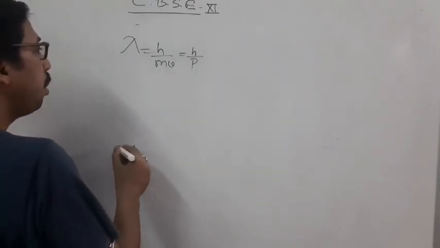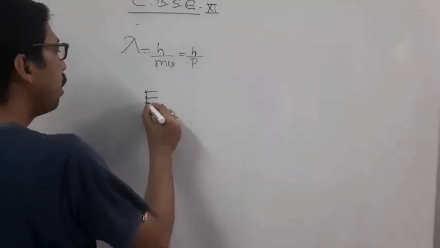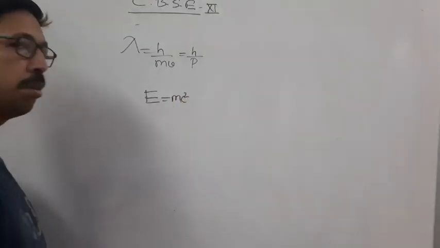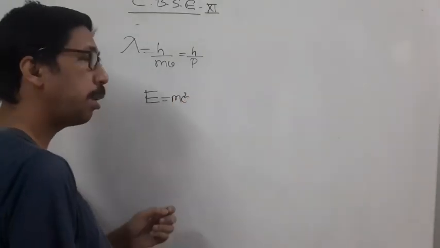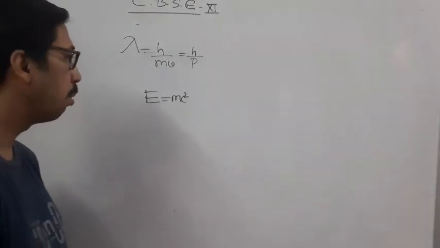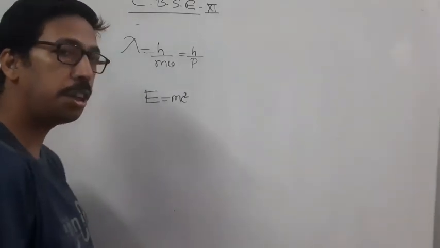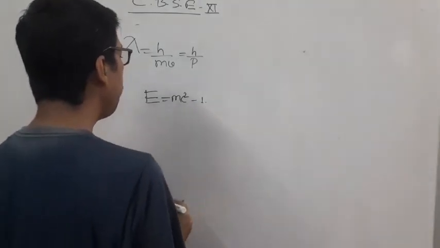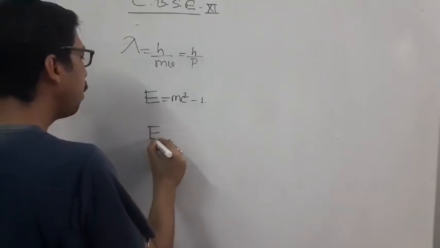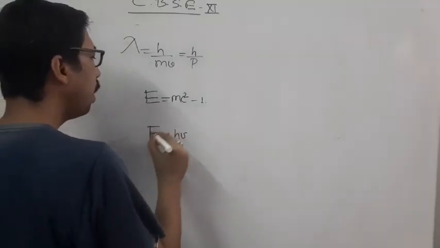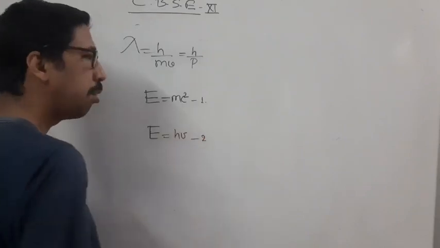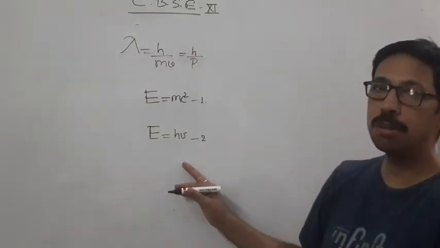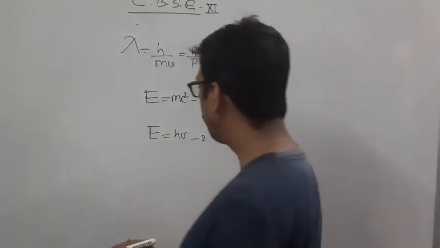De Broglie used two energy relationships. One is given by Einstein, and that is E is equal to mc square, where m represents the mass, c is the velocity of light, and of course E represents energy. This is our equation number 1. By Planck's theory, we have E is equal to h nu. This is equation number 2, where h is the Planck's constant and nu is the frequency of radiation.